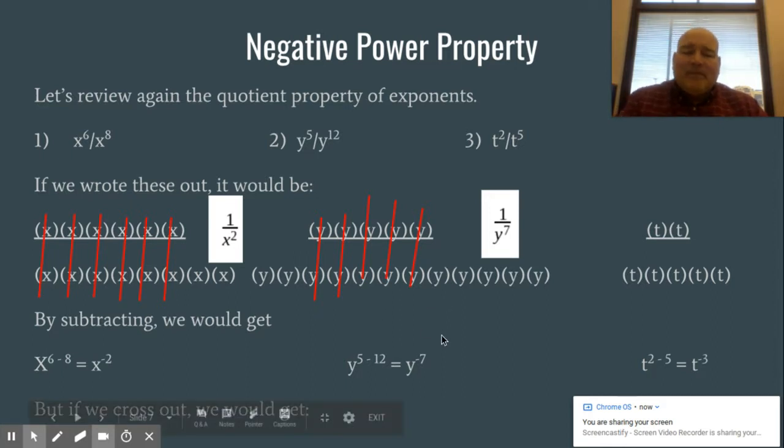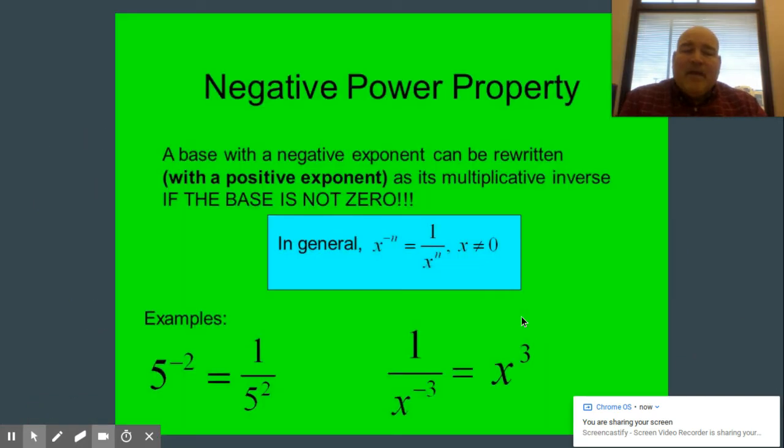Finally, for our last example, we cross off the t's, another pair of t's. So we have 3 factors of t left in the denominator. The 1 has to show, and it becomes 1 over t cubed. So if we put these two ideas together, because they're both equivalent, t to the negative 3rd by subtracting the exponents is the same as 1 over t to the 3rd. And we get the negative power property. A base with a negative exponent can be rewritten with a positive exponent as its multiplicative inverse. Multiplicative inverse is just a fancy way of saying reciprocal.